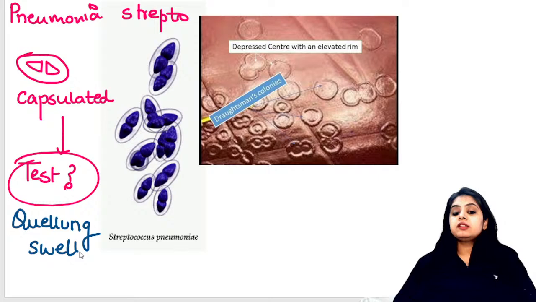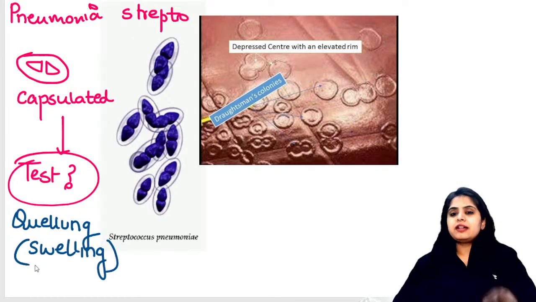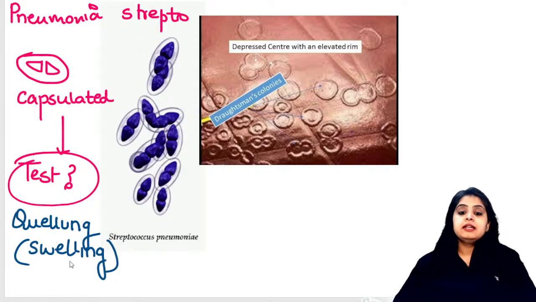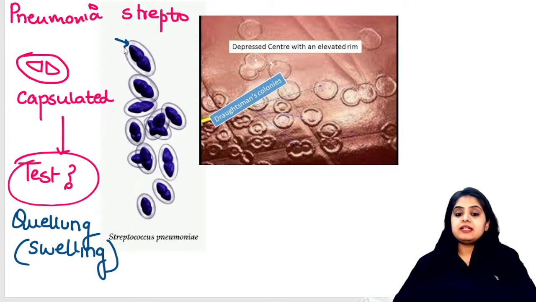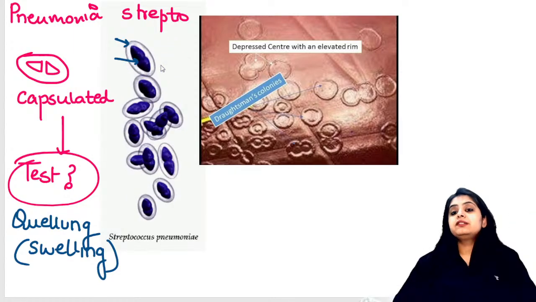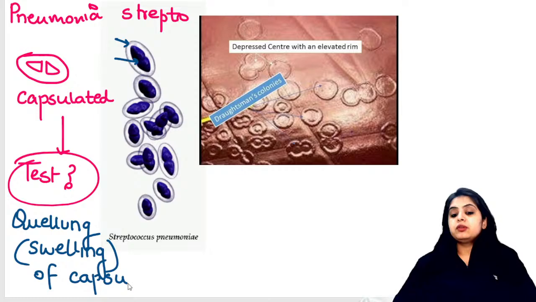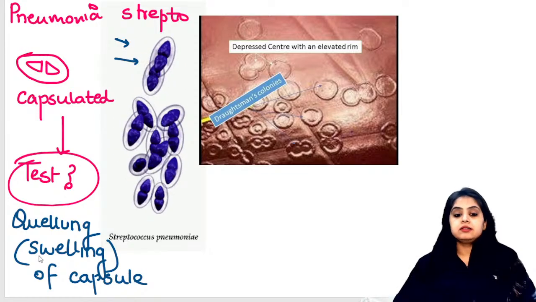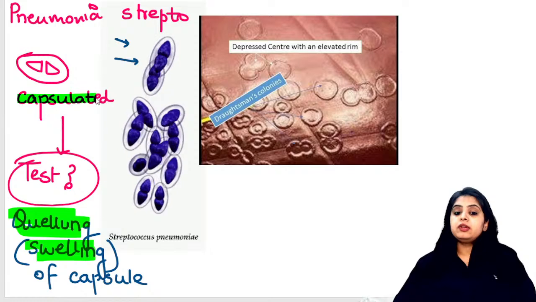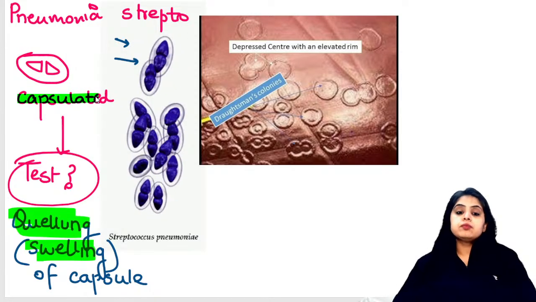If you ask me what is Quellung, I have learned Quellung is swelling. That is rhyming. Quellung means swelling, which means that I will add some antibodies on this capsule. I'm going to add some antibodies, and the capsule will swell up. So remember, Quellung is swelling. Any capsulated organism is going to show me the Quellung reaction positive.